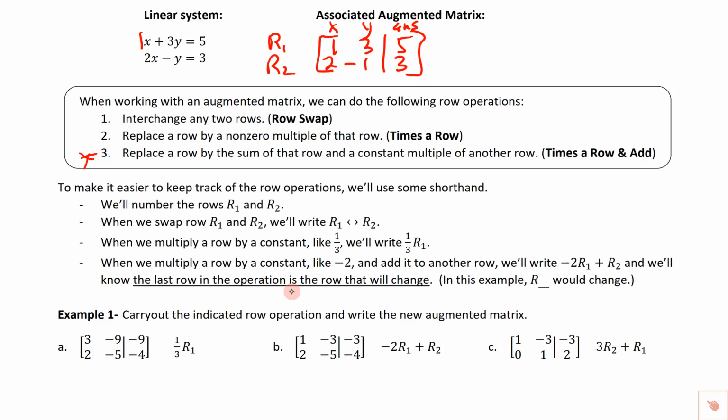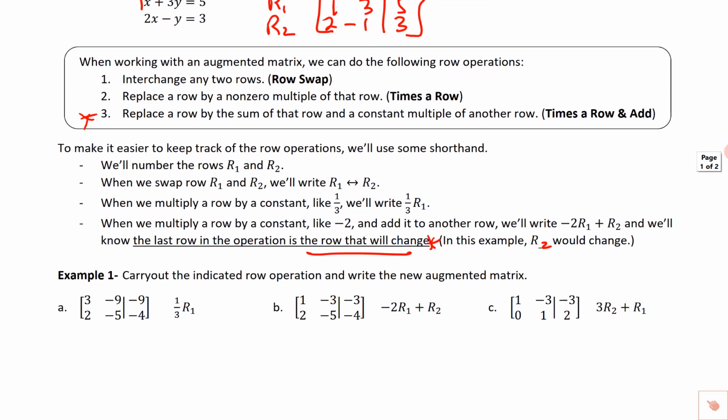If we multiply a row by a constant and add it to another one, let's say we're going to multiply by -2 and then add it to another one. This right here would be, say, take row 1, multiply it by -2, and then add it to row 2. Okay? And the thing that's important, put a star by this, it's the last row that's going to change. So if I write this down as my shorthand, R1 is not going to change, R2 is the one that's going to change.